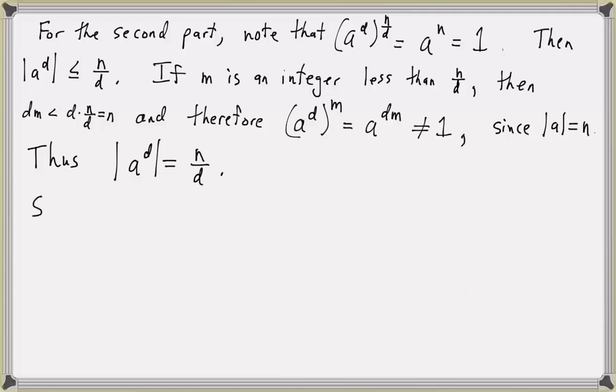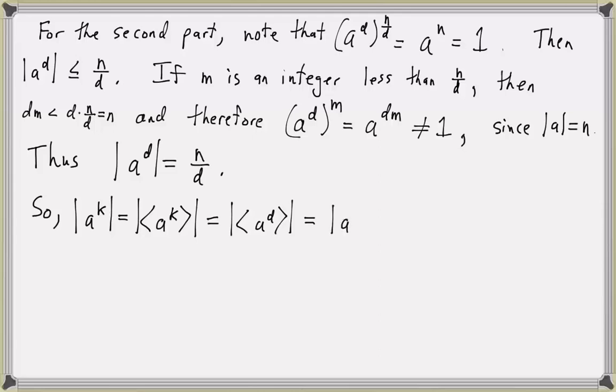Now we see that the order of a to the k is the same as the order of the group generated by a to the k. And we showed that this group is equal to the group generated by a to the d. And the order of the cyclic group generated by a to the d equals the order of the element a to the d, which we showed is equal to n over d. And that's what we wanted to show, that the order of a to the k equals n over d, where d is the greatest common divisor of n and k.